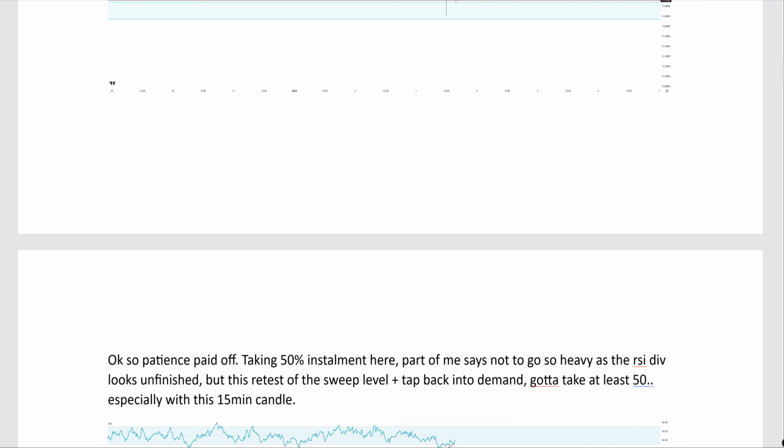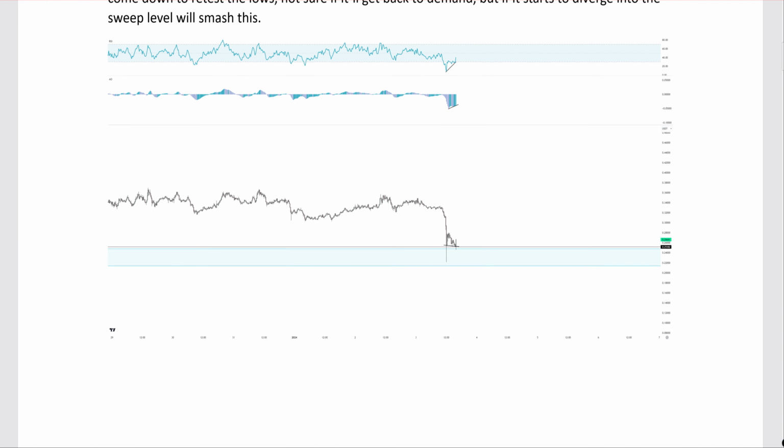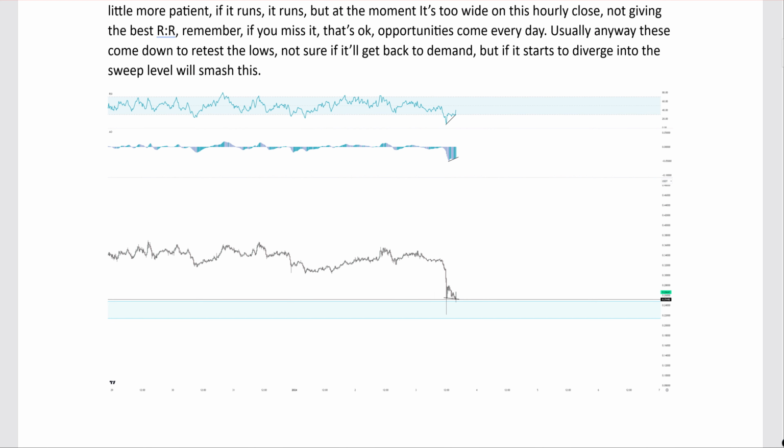Okay, so patience paid off, taking 50% installment here. Part of me says not to go so heavy as the RSI div looks unfinished, but this retest of the sweep level plus tap back into demand, got to take at least 50, especially with this 15-minute candle. So you can see that here. RSI looks like it's in a slightly funky position, but the AO looks fairly good, and price has come back into demand, retesting the sweep level, and we have a very bullish 15-minute candle close there.